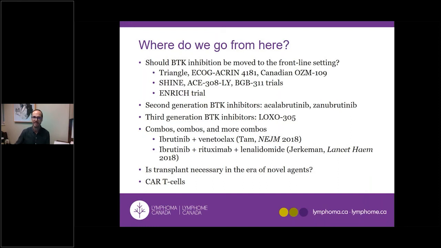There are other BTK inhibitors coming out, acalabrutinib, zanubrutinib, Luxo 305. We're seeing combos. BTK inhibitors can be combined with other drugs like venetoclax or lenalidomide. They can be combined with chemotherapy. We're starting to ask questions around whether or not transplant is necessary if you have a highly effective frontline therapy. And the question of CAR T cells is also starting to come out. So I think there's a lot of hope.